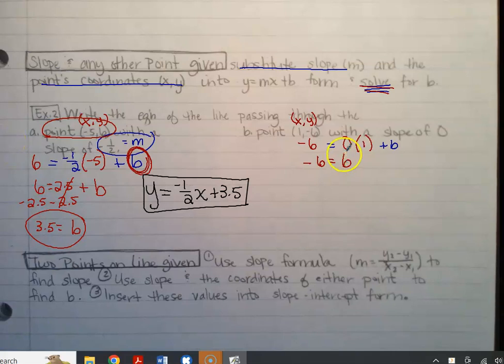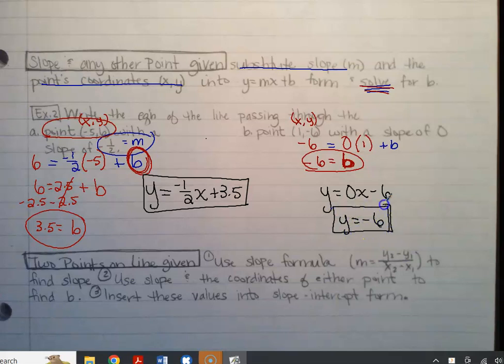My b and my 6 look a lot alike there. My apologies. Okay, so -6 equals b. So what's my equation? Y equals 0x plus -6. Okay. Can I simplify that anymore? Yeah. What would it be? Y equals -6. Y equals -6. Good.